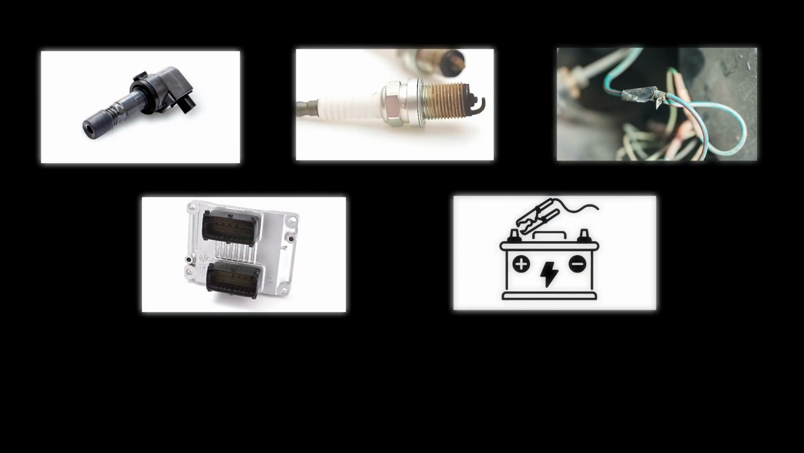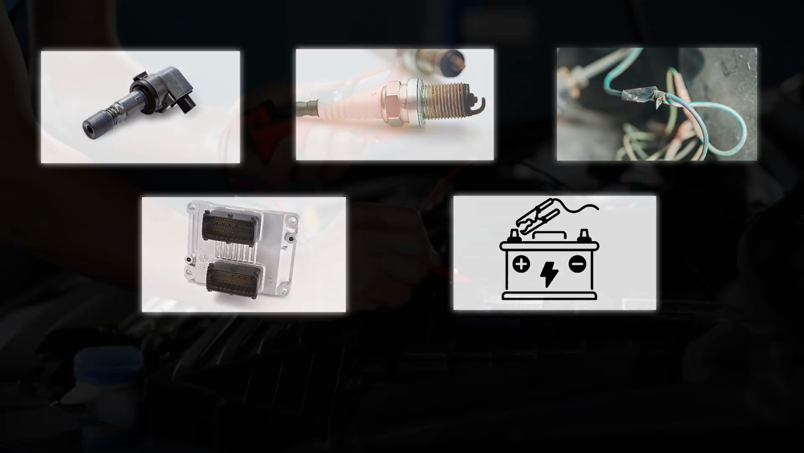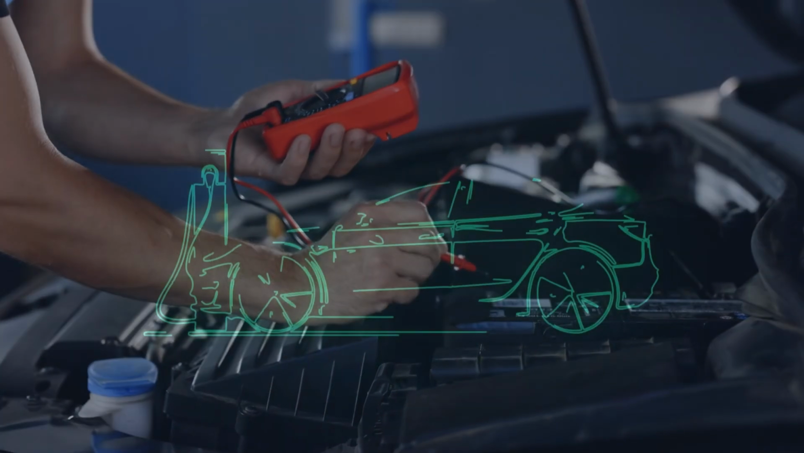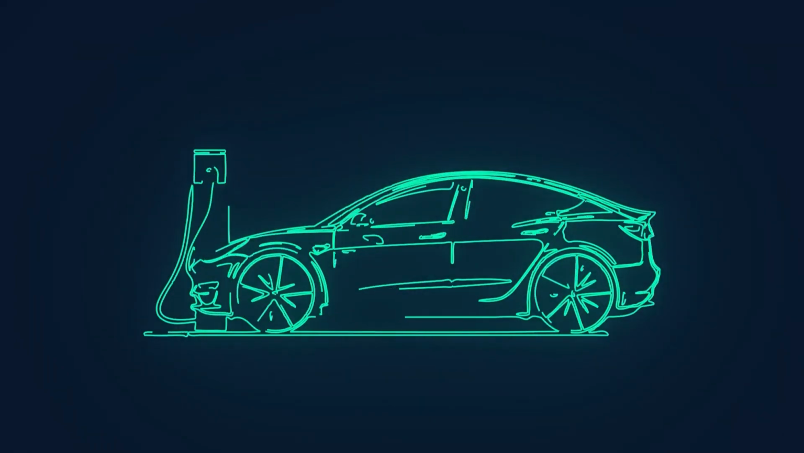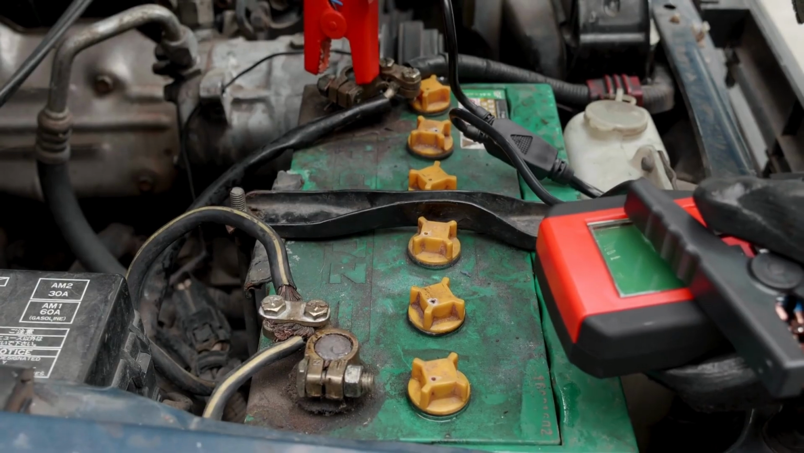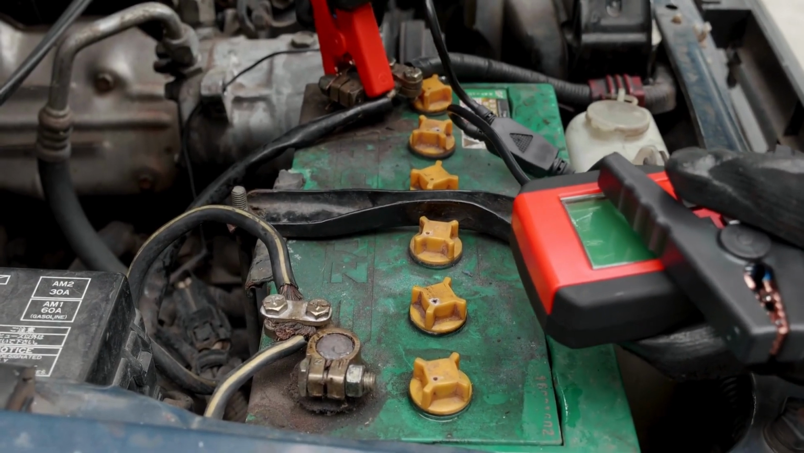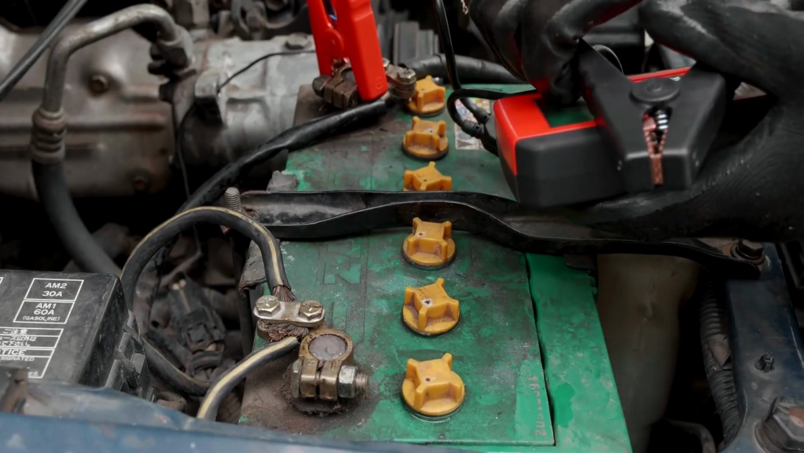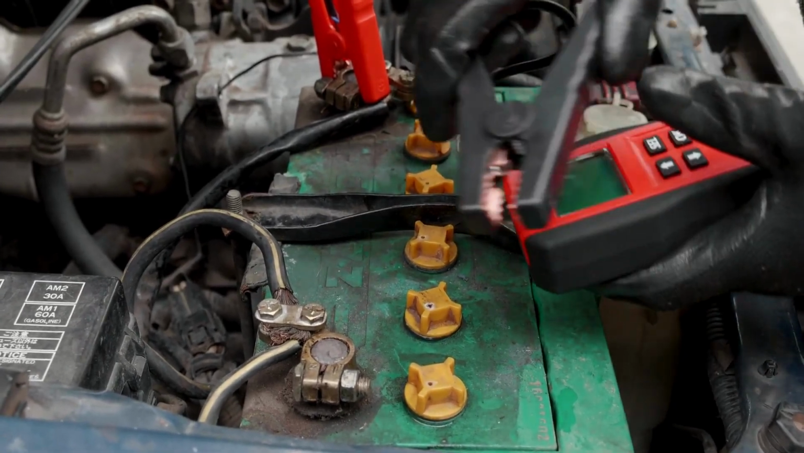Number 5: Weak or dead battery. A low battery voltage can lead to ignition system malfunctions. Alternator issues may cause an inconsistent power supply. Look for corrosion on battery terminals, white or greenish buildup. Check for loose or damaged cables. If the battery case is swollen or leaking, it must be replaced.